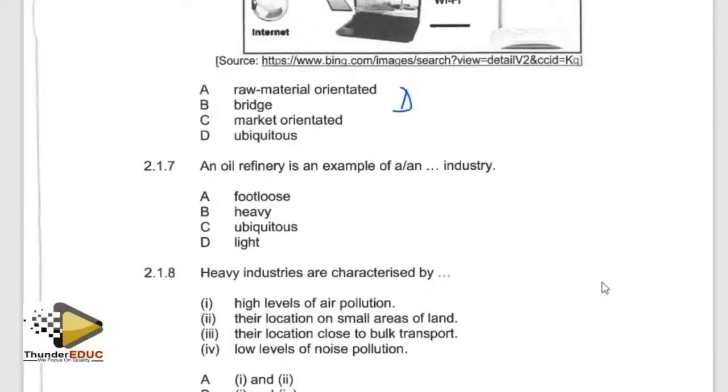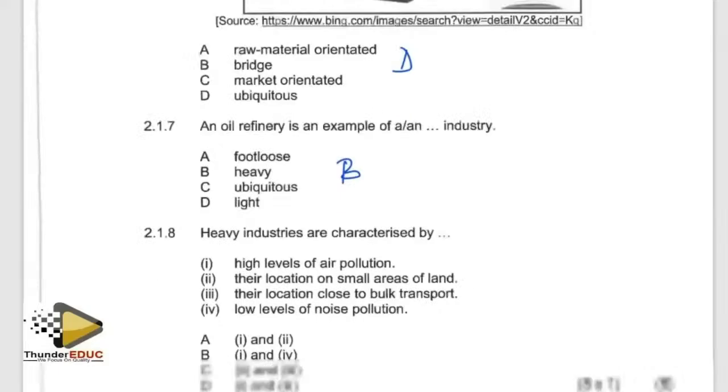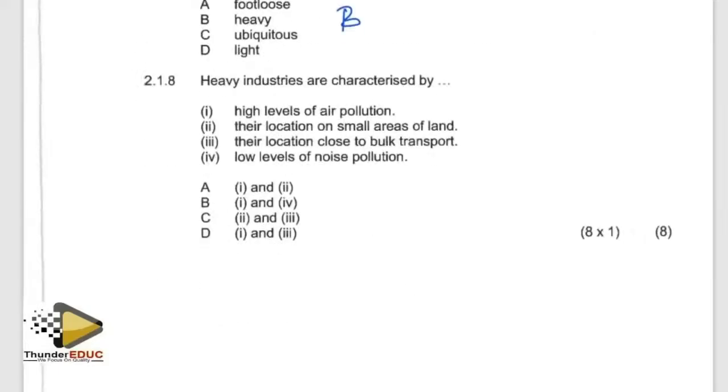An oil refinery is an example of which kind of industry? Oil refinery, that is heavy industry, which is B. Okay. Heavy industries are characterized by, let's check, high level of air pollution. Obviously, that is true. So wherever there is one, it can be right. This one is out because it is only having 2 and 3. There must be a high level of air pollution. The second one is their location on small land. That one is out. So wherever there is 2, it's out. So we eliminate this, and this one is already eliminated.